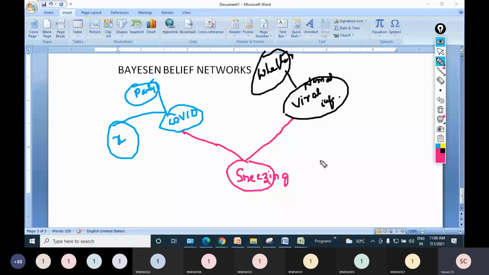So a person is sneezing today. Now what is the probability that this fellow is sneezing because of a normal infection? So the probability of sneezing because of a normal viral infection, this I need to find. What are the probabilities of him sneezing because of COVID? That I need to find.